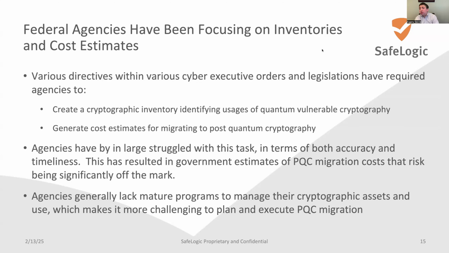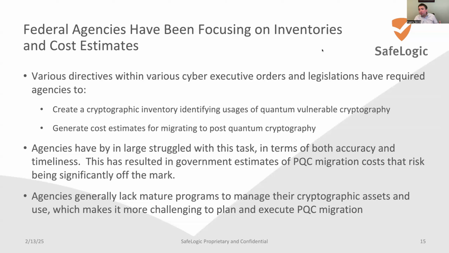So essentially creating an inventory of where I have all my cryptography that may be vulnerable to quantum computers, so asymmetric cryptography. That's a big lift for many organizations because that does not readily exist in most places. And then generating cost estimates for migrating to post-quantum cryptography. So what is it really going to entail? I think it's fair to say that agencies, by and large, have struggled with this task, both in accuracy and in meeting the timeline the government has been asking for. And that is not unique to the agencies, but general.